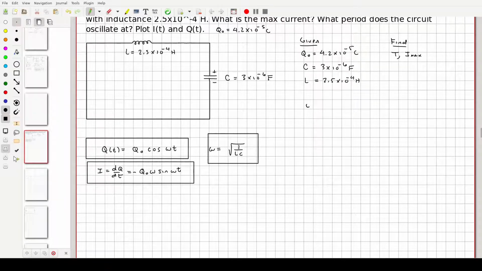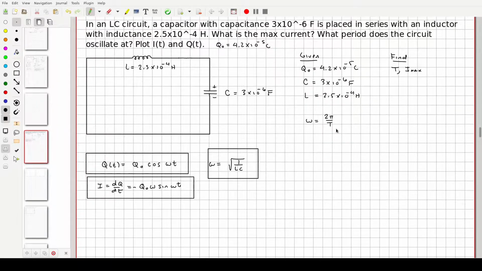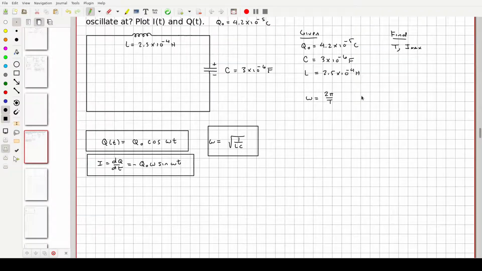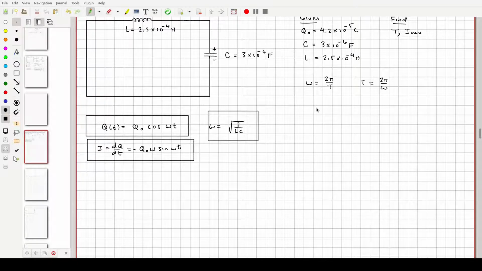Now, omega is an angular frequency. That's the way we think about it. And this is periodic motion. If you think about how angular velocity works, if you're going around something at a constant rate, you go through 2 pi radians every period. So here's the relationship between the period and omega. The period T is going to equal 2 pi over omega. So all we need to do really is find omega at this point.